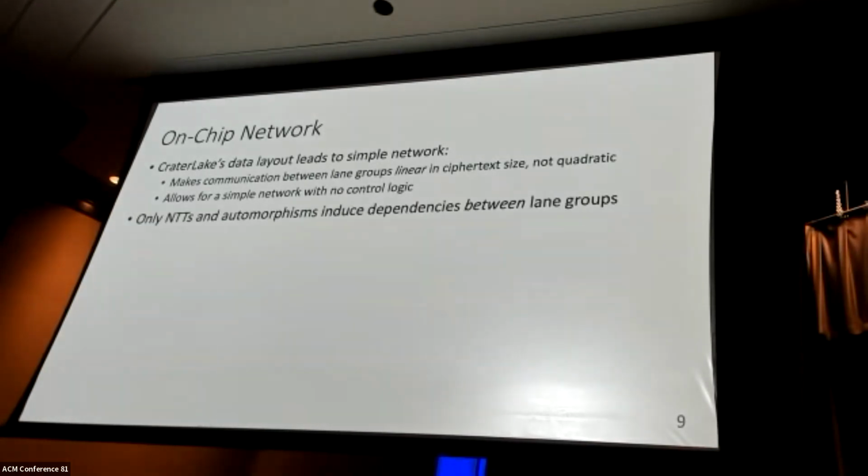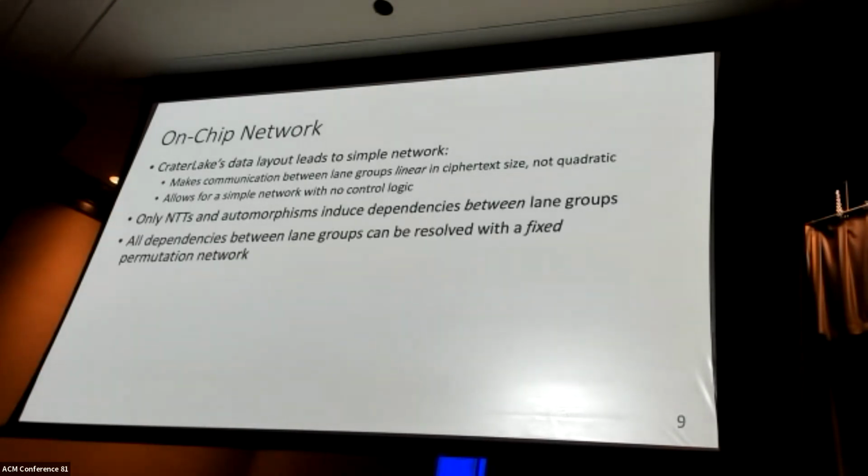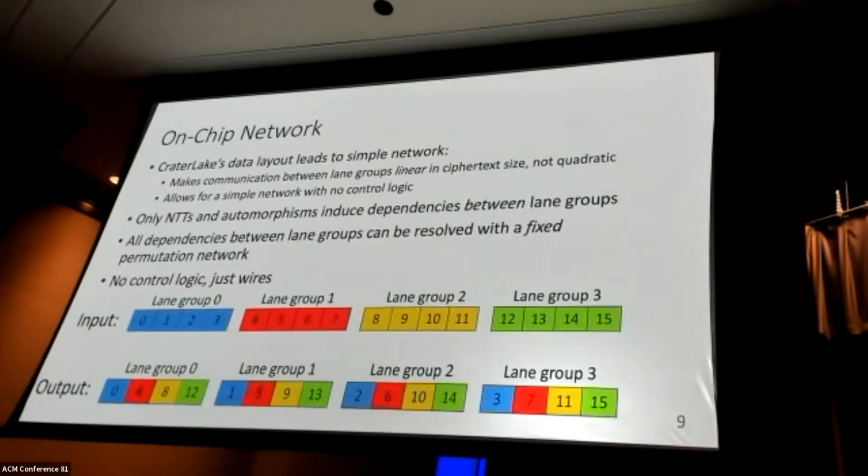Again, NTTs and automorphisms are the ones causing us trouble here with dependencies between lane groups. But we can resolve all these dependencies using a fixed function transpose of the coefficients of the residue polynomials. So that's the insight that really enables this very wide uniprocessor architecture. And again, this permutation the network has to apply is fixed. It requires no control logic and is implemented by just wires.